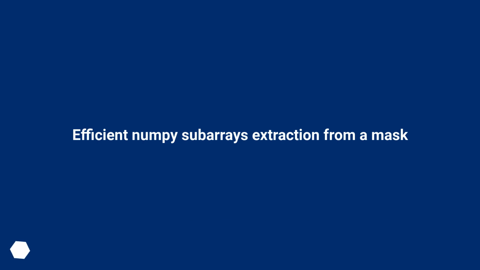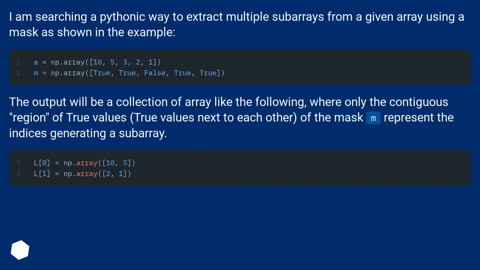Efficient numpy subarrays extraction from a mask. I am searching for a Pythonic way to extract multiple subarrays from a given array using a mask, as shown in the example. The output will be a collection of arrays like the following, where only the contiguous regions of True values next to each other in the mask represent the indices generating a subarray.